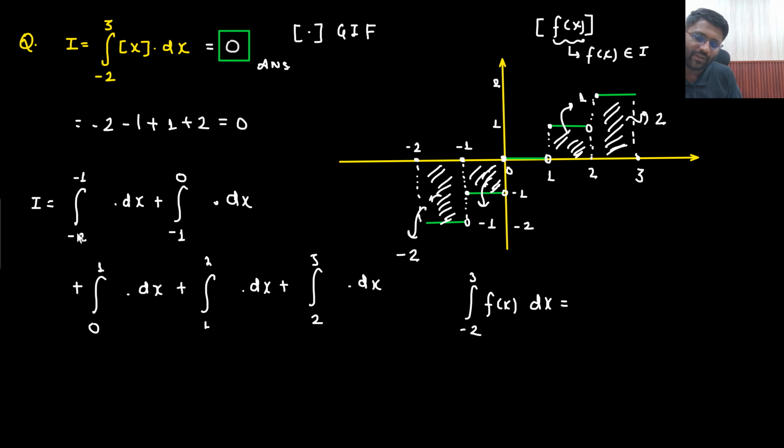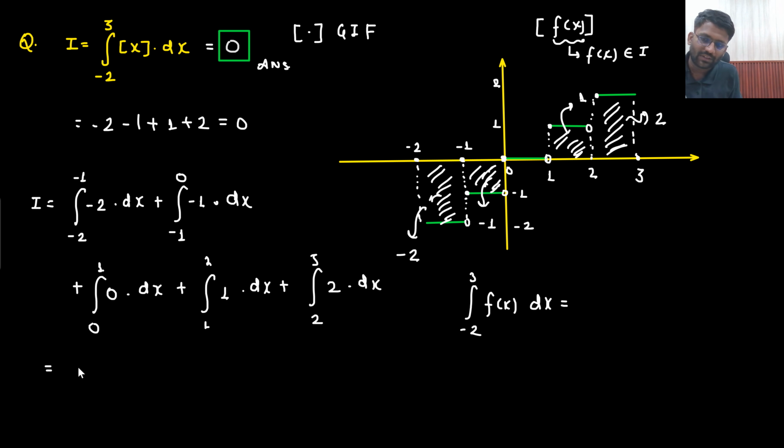Now I know that between minus 2 to minus 1, this greatest integer function will throw a constant value, and that constant value will be minus 2. Between minus 1 to 0, the constant value will be minus 1. Between 0 to 1, it will be 0. Between 1 to 2, it will be 1. And between 2 to 3, it will be 2. There you go. This is how I will solve this integration.